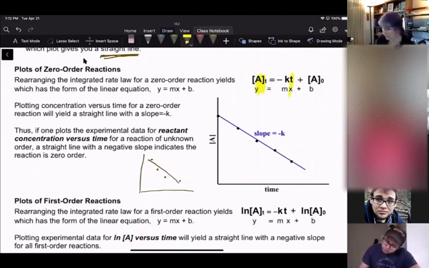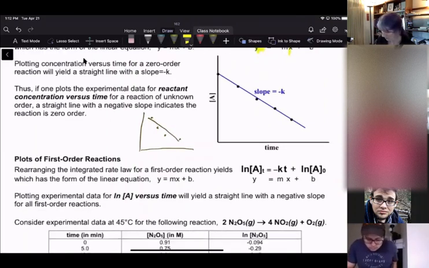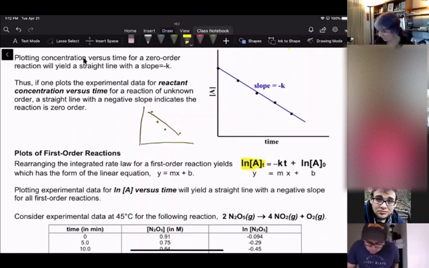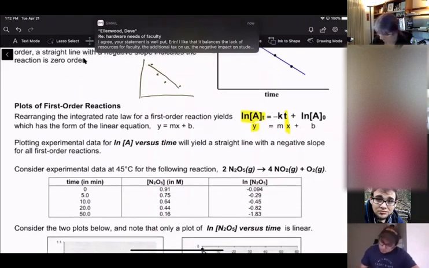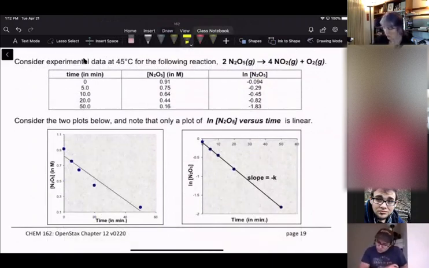And if it's linear, then we would have a zero order reaction. Or we'll plot log of concentration versus time. And if that one is linear, then we would have a first order reaction with a slope of -k. Let's look at this experimental data. We have concentration and time. That's what we measure. And from it, we can calculate the rate. Of course, we'd always take the initial rate to be a good one.